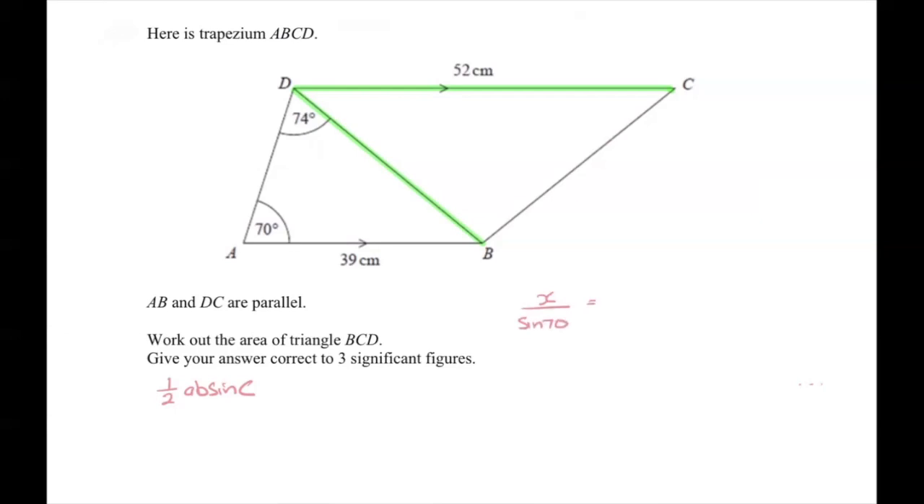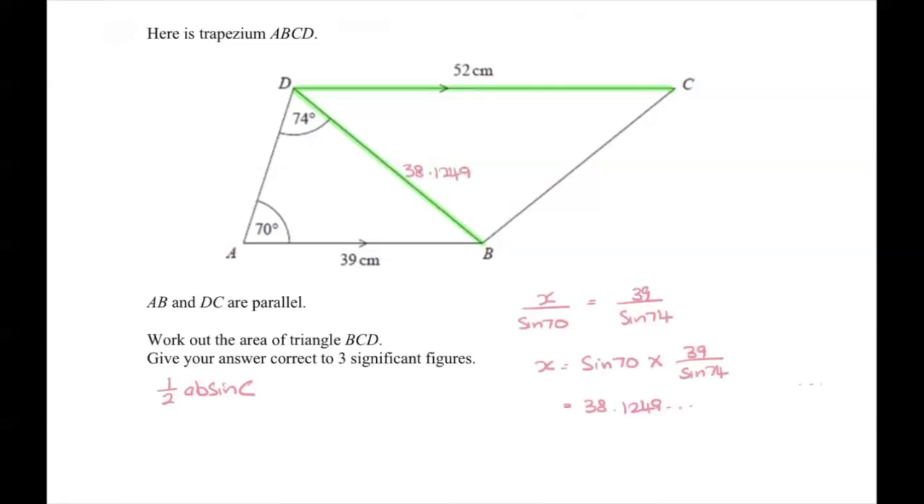So my edge that I want, X, is over sine 70. That is equal to 39 over sine 74. I just need to rearrange, bring the sine 70 across and multiply it through to what's already there. And I get my edge of 38.1249, and on it goes. So I'm going to mark that on the diagram.